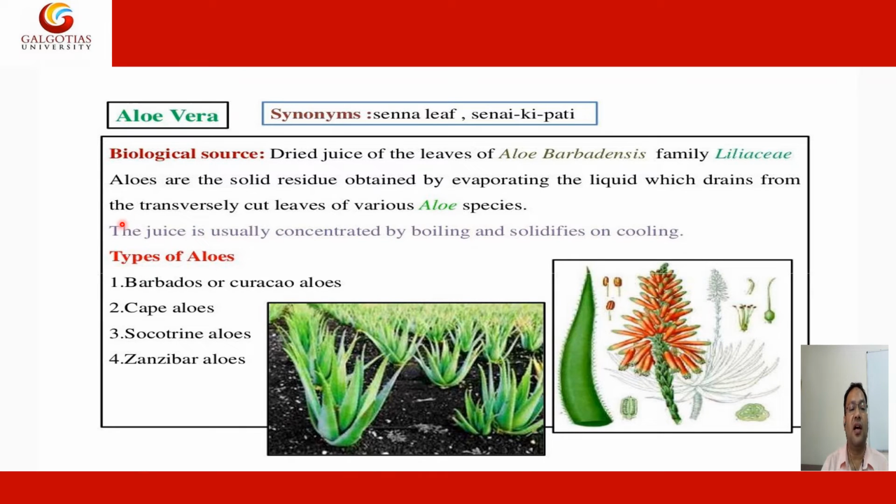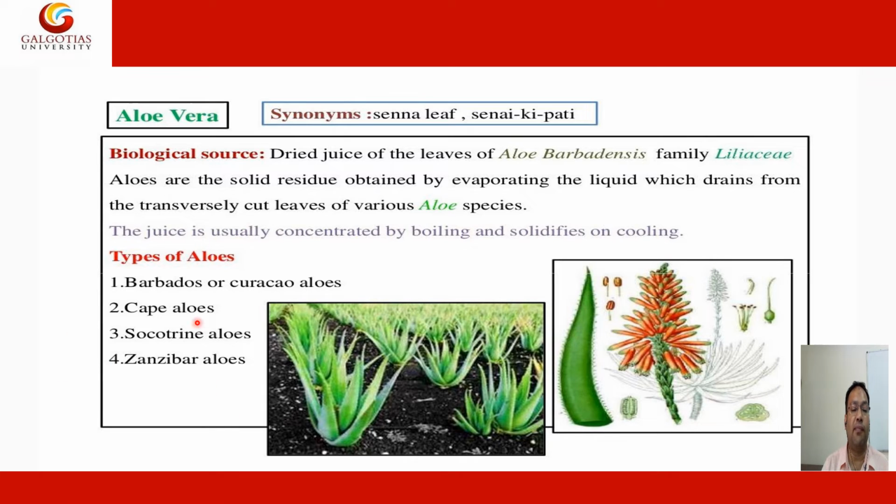Next drug is aloe vera. Synonym is aloe vera, and biological source: it is the dried juice of leaves of Aloe barbadensis, family Liliaceae. Aloe is the solid residue obtained from evaporating the liquid which drains from the transversely cut leaves of various aloe species. The juice is usually concentrated by boiling and solidifies on cooling.